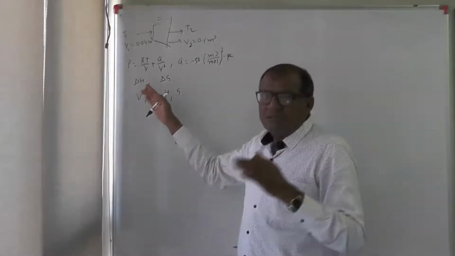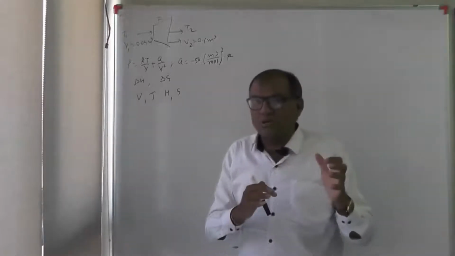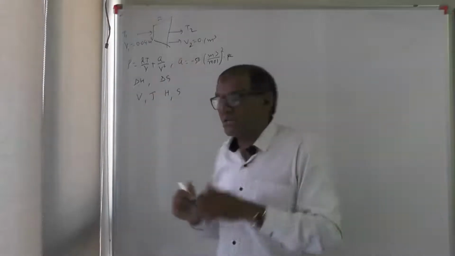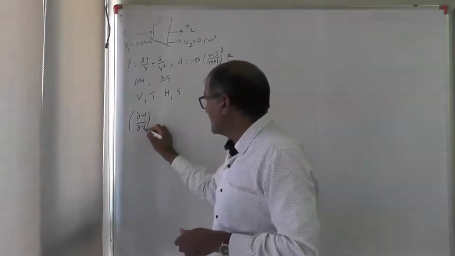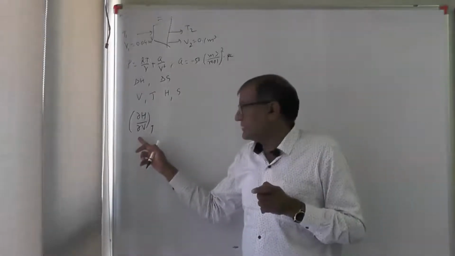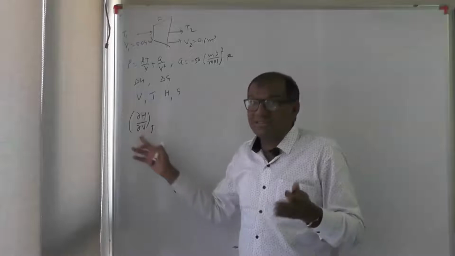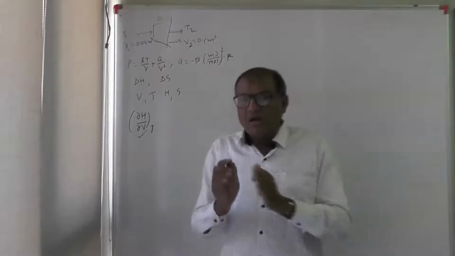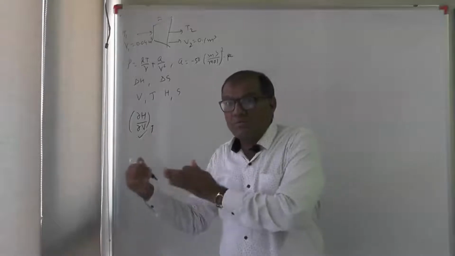Let's start with delta H. I should write enthalpy. If there is a change in volume, what is the change in enthalpy at constant temperature, because the process is isothermal. So my objective is del H over del V at constant temperature. If I am able to calculate the value of this partial derivative, then I can calculate delta H because I know the change in volume at constant temperature. But this is not measurable. We should convert this derivative in terms of measurable quantities.